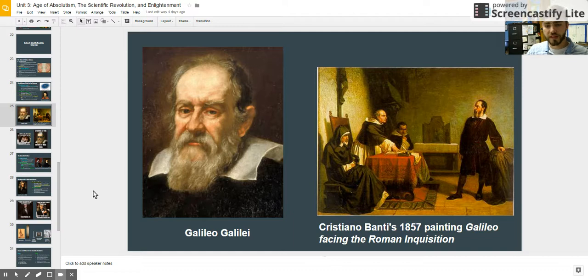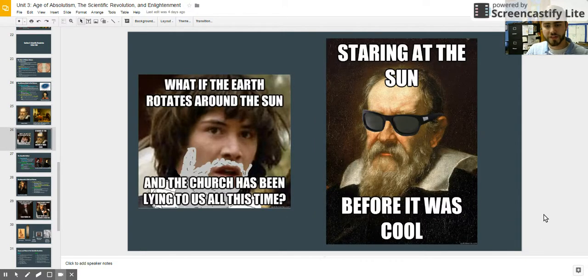However, we know that Galileo's ideas would spread around the academic community. People would believe him, and it took a long time, though, for his ideas to catch on because of the Catholic Church's stance on it. This is a painting here of Galileo going before the church. Here's some great memes for you. You can pause and enjoy.